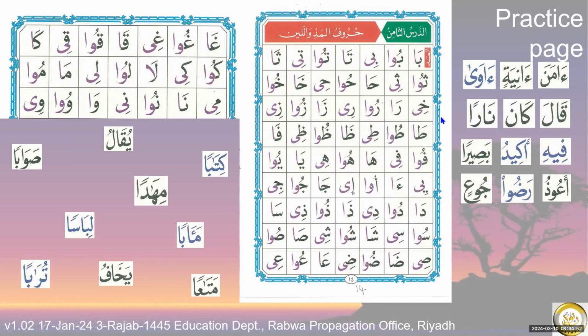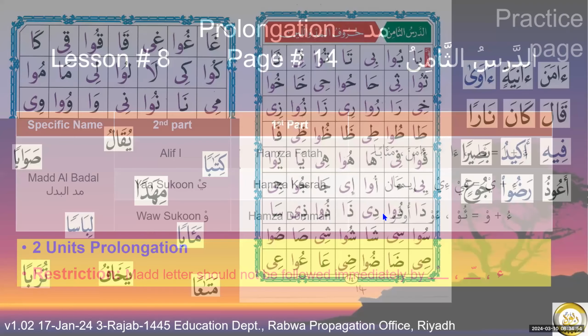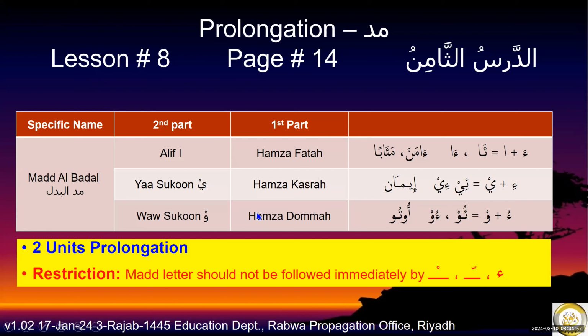Now specific: if the letter itself is a hamza, the letter having fatha or kasra or dhamma, if that letter itself is a hamza, then it is called Madal Badal. The second part is same, that is fatha followed by alif, kasra followed by ya sukun, dhamma followed by waw sukun. Only addition here is the letter hamza. The letter must be hamza, which is having the haraka. It may be fatha, kasra, or dhamma.